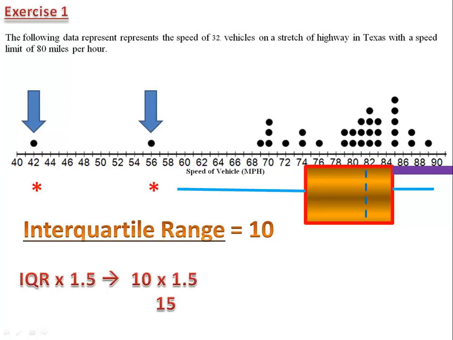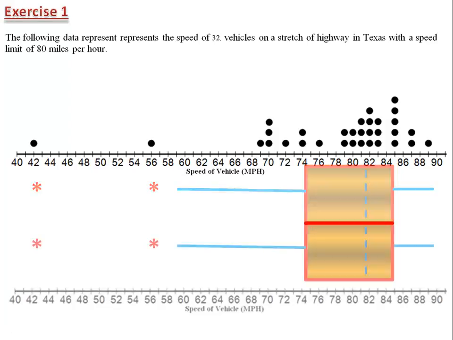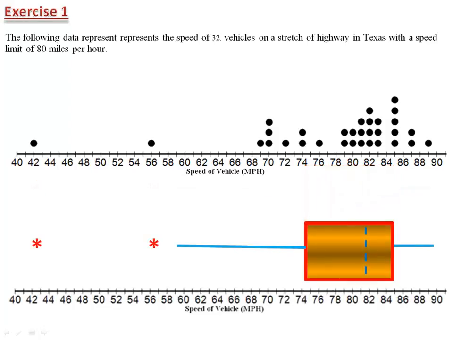How about on the other side? Well, notice that nothing goes past the purple bar over there, and so there's nothing to worry about on the right-hand side. So here's my completed box plot. And we can always make it look nice by putting it on its own number line.